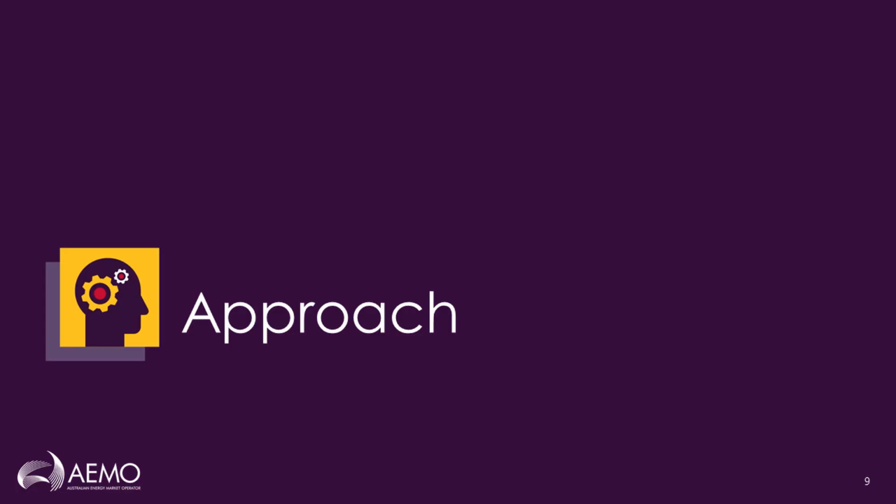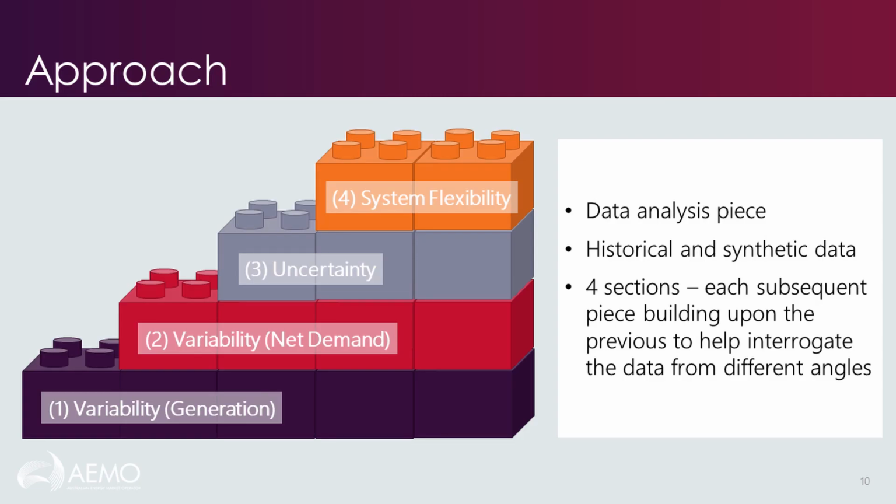Okay, so that's our core concepts done and dusted. Now on to the approach we took to this study. In essence, we did a huge piece of data analysis looking at how this variability and uncertainty is changing out to 2025, and a high-level analysis on the system's capability to accommodate this increase. The analysis was scoped into 4 stages, which you'll see on the screen. Each subsequent piece builds upon the previous to help interrogate the data from different angles and develop a clearer picture of the limits that variability and uncertainty may pose to the system.